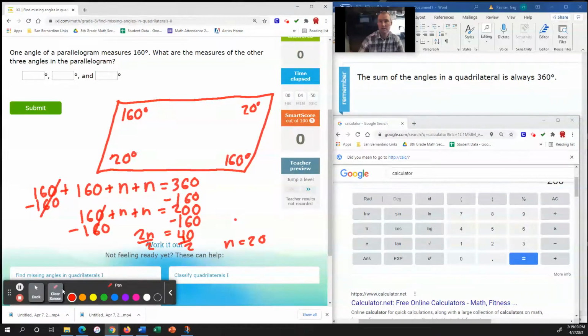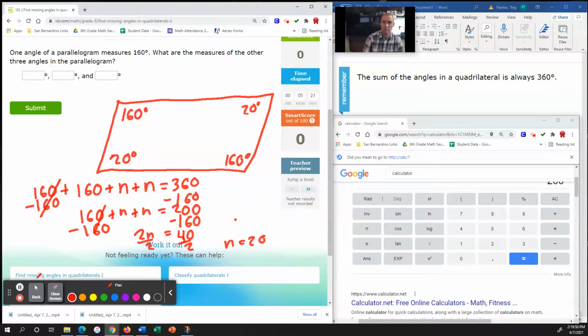Now, a good way to check and see if you got this one right is to add them all up. If all four vertices are equal to 360 degrees, you know you got it right because that's our goal. Our goal, according to our directions, again, same directions from O.10, is that the sum of the angles of a quadrilateral must be 360 degrees. So 160 plus 20 is 180, and 20 plus 160 over here is also 180. 180 plus 180 is 360.